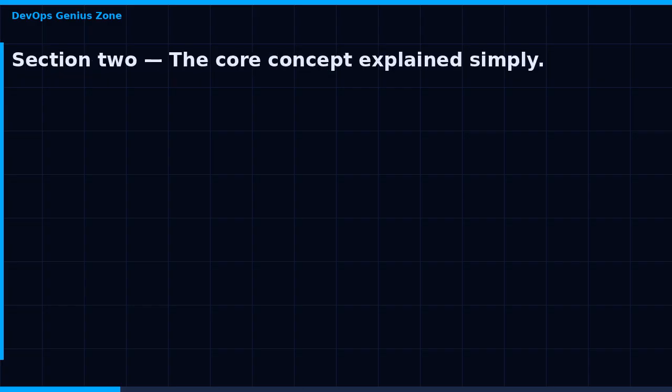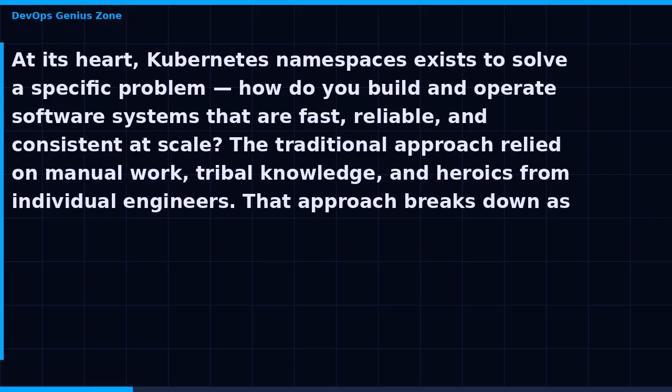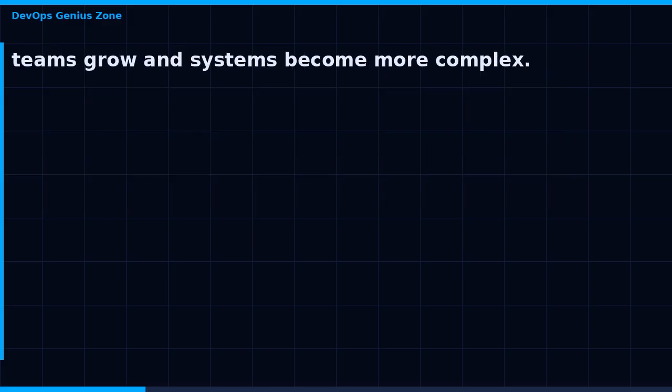Section 2: The core concept explained simply. At its heart, Kubernetes namespaces exists to solve a specific problem: how do you build and operate software systems that are fast, reliable, and consistent at scale? The traditional approach relied on manual work, tribal knowledge, and heroics from individual engineers. That approach breaks down as teams grow and systems become more complex.